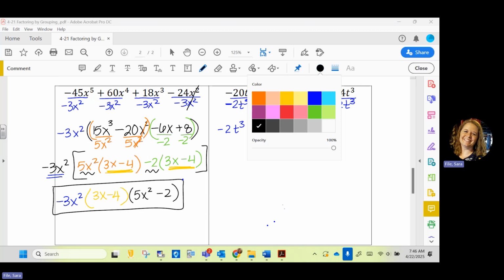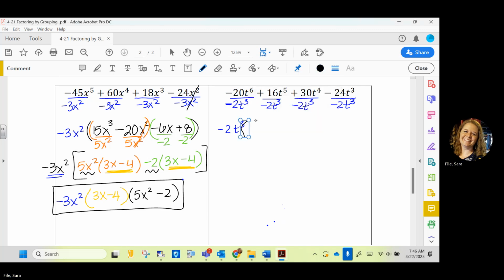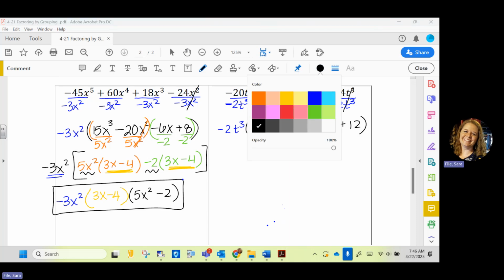So what's going to be left will be positive 10t cubed. That will become, all these signs are going to change because we divided by a negative. Minus 8t squared minus 15t plus 12. And then I'll do my grouping.